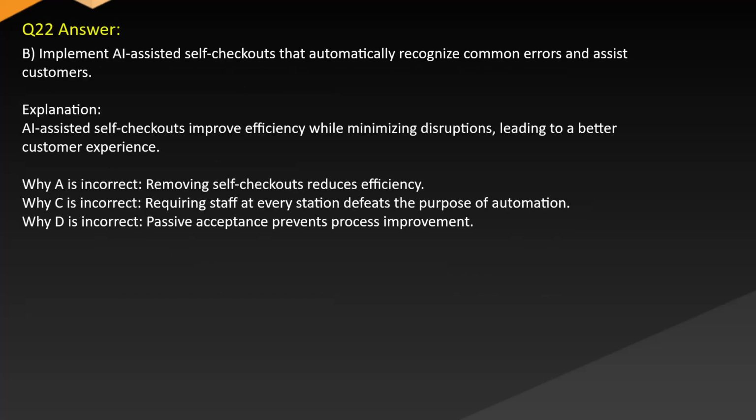Answer B. Implement AI-assisted self-checkouts that automatically recognize common errors and assist customers. Explanation: AI-assisted self-checkouts improve efficiency while minimizing disruptions, leading to a better customer experience. A is incorrect. Removing self-checkouts reduces efficiency. C is incorrect. Requiring staff at every station defeats the purpose of automation. D is incorrect. Passive acceptance prevents process improvement.